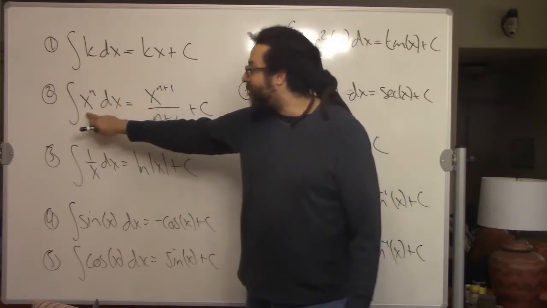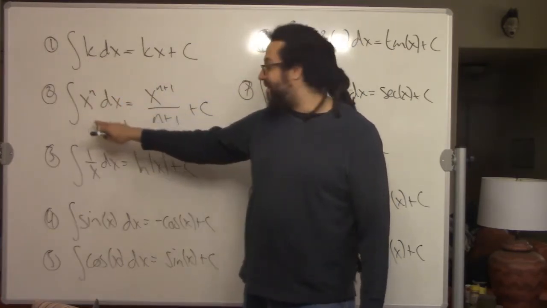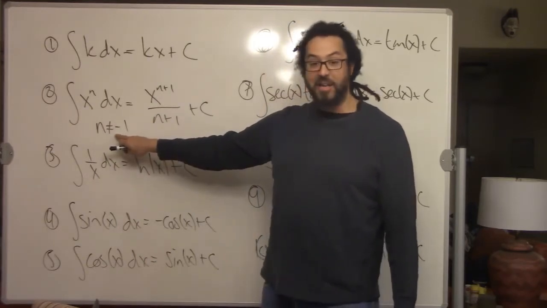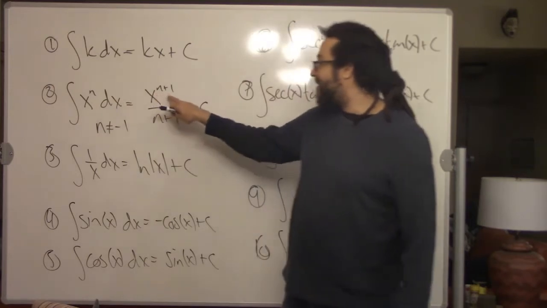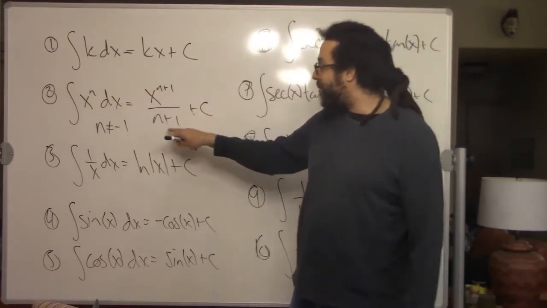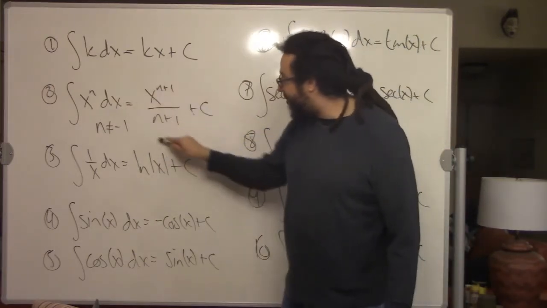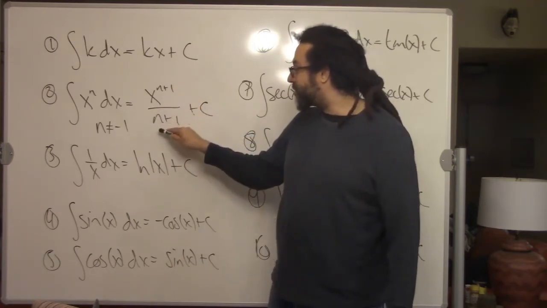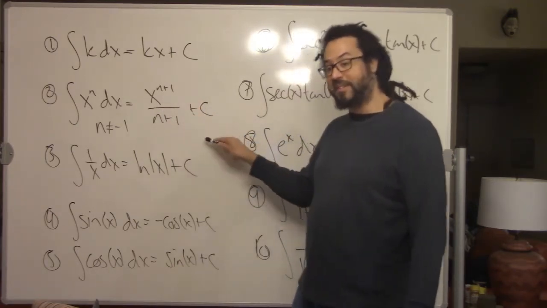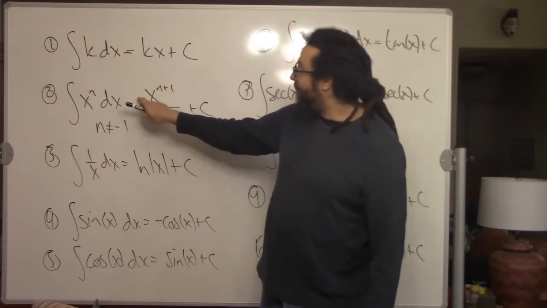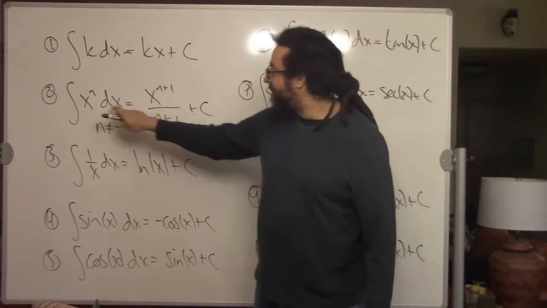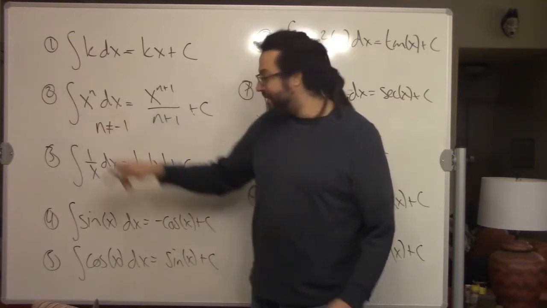The antiderivative of the power function, x to the n, as long as n is not equal to -1, is x to the n plus 1 over n plus 1, because if I differentiate x to the n plus 1 over n plus 1 plus c, you bring the n plus 1 down in front, the n plus 1's cancel, and then you're left with x to the n.